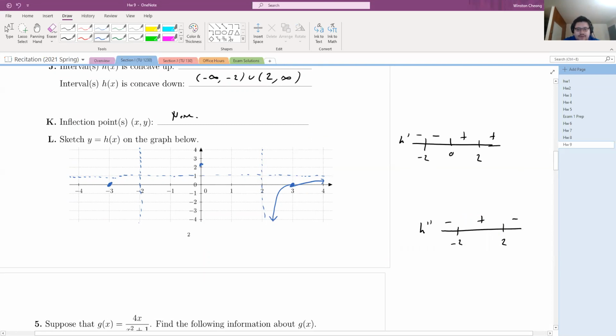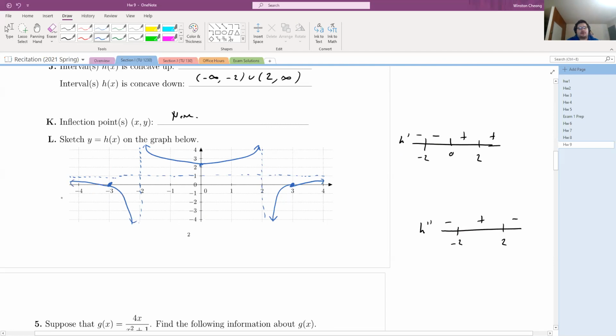From -2 to 2, it's decreasing and then increasing, and it's concave up. So that makes you think it looks like this, right? I tend to put arrows on the ends. And then to the left of -2, it's decreasing and concave down. So it'll look like that.